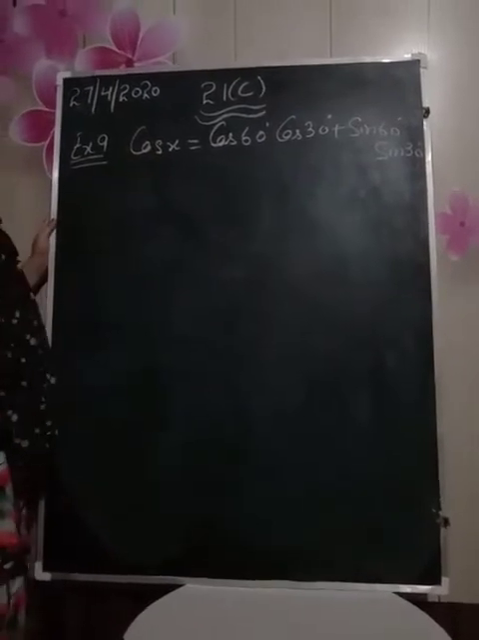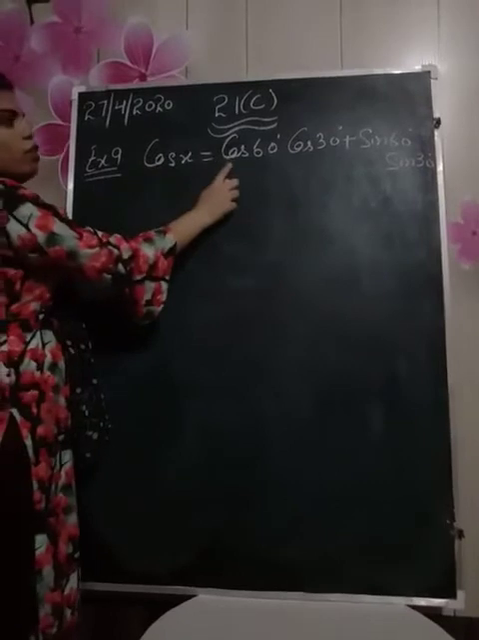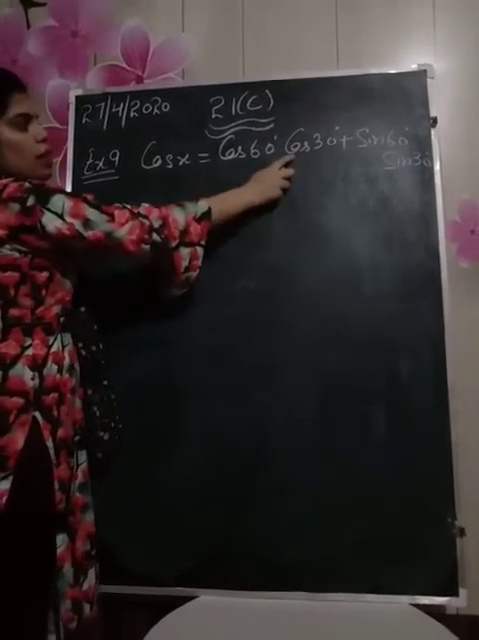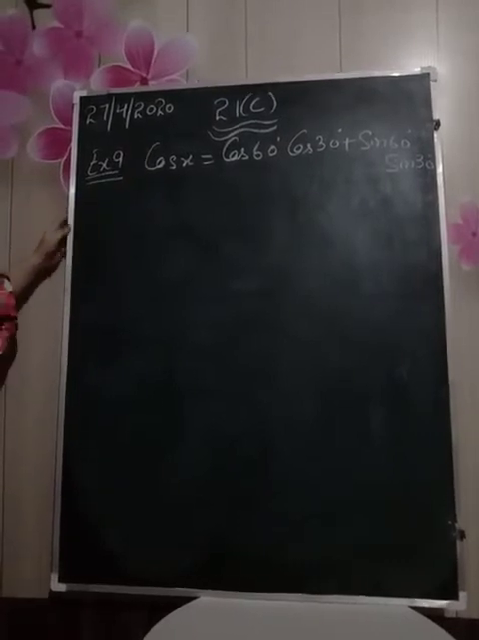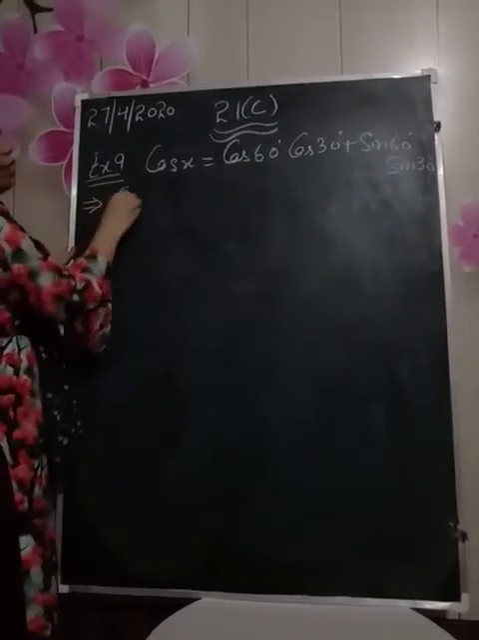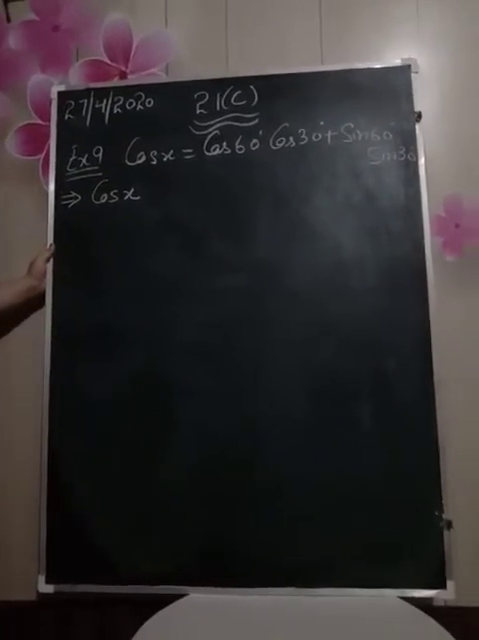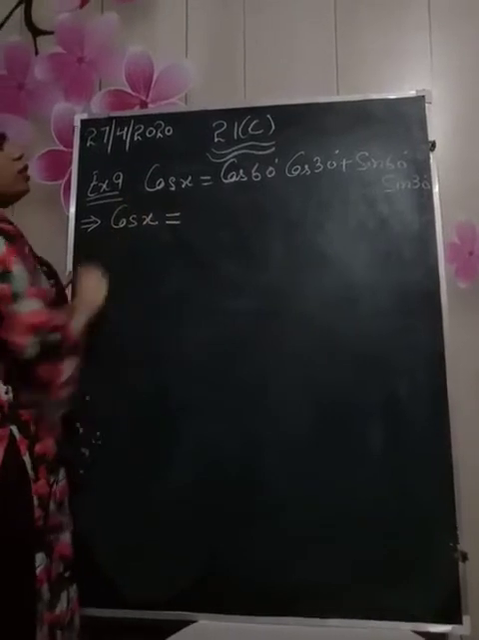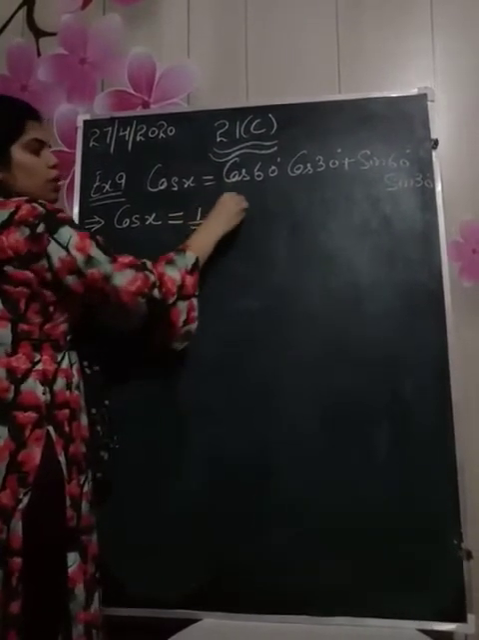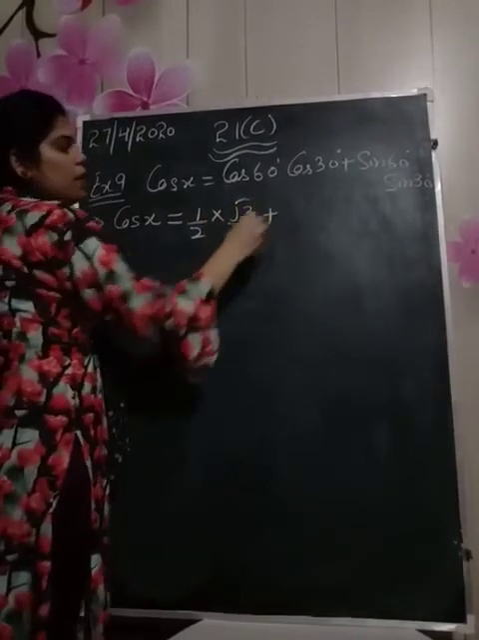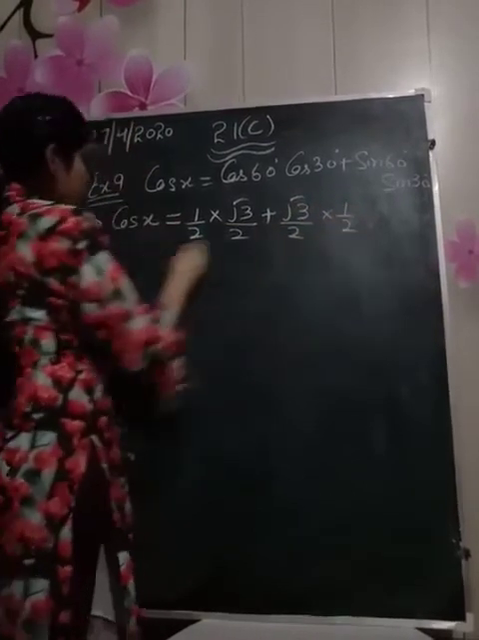Next, example number 9, exercise 21C: if cos x is equal to cos 60 degree into cos 30 degree plus sin 60 into sin 30, then find the value of x. So my dear students, in the 9th standard we have read about the trigonometry table. From there you can find the values of cos 60, that is 1 by 2, cos 30 root 3 by 2, plus sin 60 root 3 by 2 and sin 30 1 by 2. So solve.